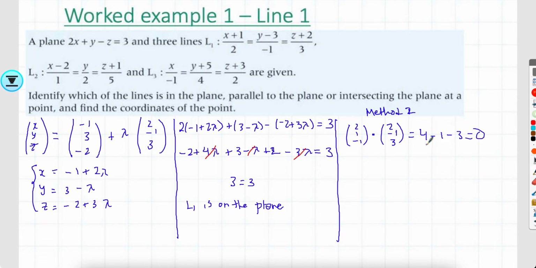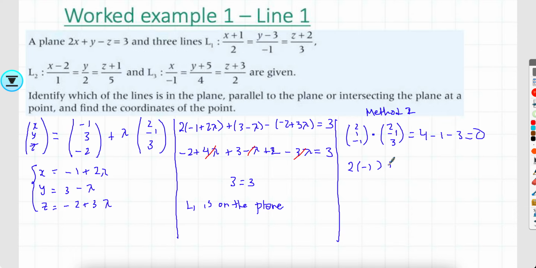So when it's 0, we know that it's either parallel to the plane or on the plane. So what you can do is test a point on the line and see what you get. In this situation, I can test (-1, 3, -2), because this is a point on the line. And what I'm doing is testing, does it also exist on the plane? If it exists on the plane, then the whole line is on the plane.